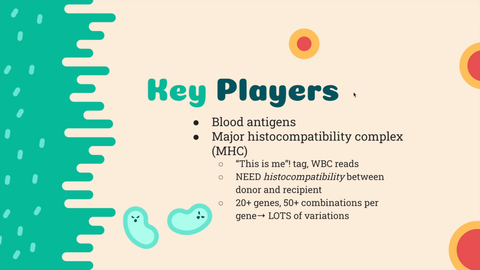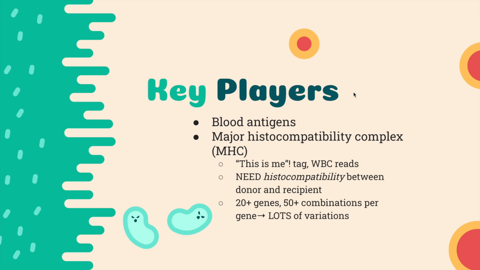Here are the players specifically for organ transplant rejection. Blood antigens are what they sound like: basically free-floating antigens in the blood. The next thing, which is really important, is the major histocompatibility complex, or MHC, which is basically glycoproteins on each cell that act as a tag that says, "This is me." The white blood cell will read this tag, and if it matches, it won't attack the cell. You need these because they provide histocompatibility between the organ donor and the recipient.